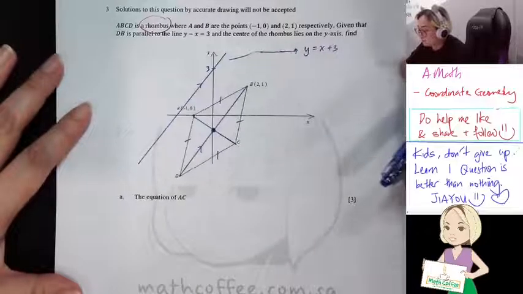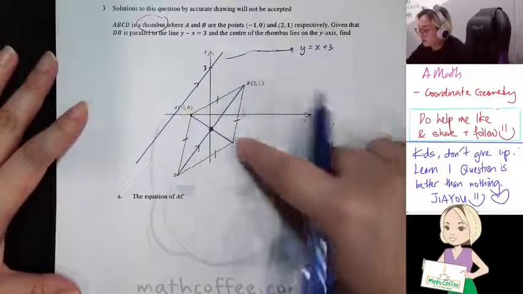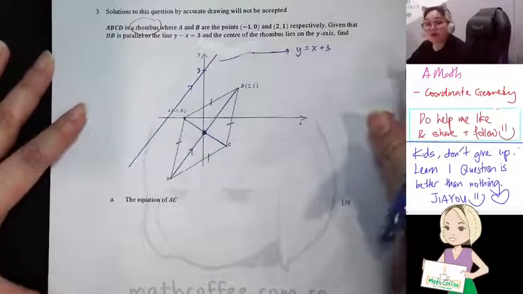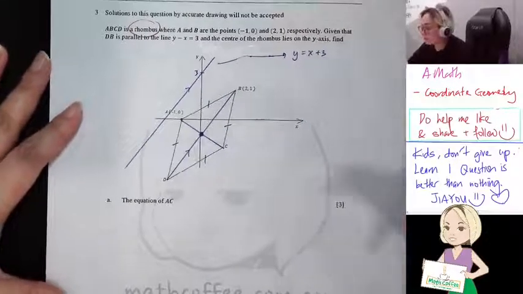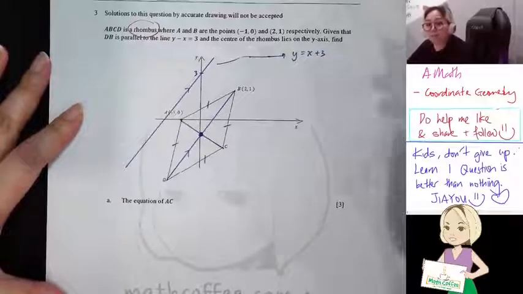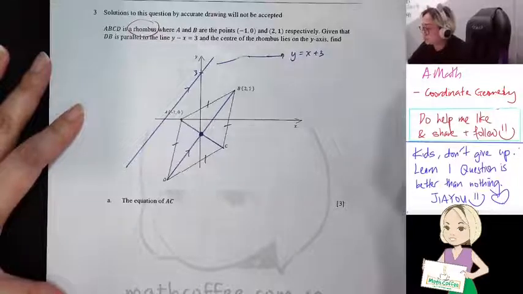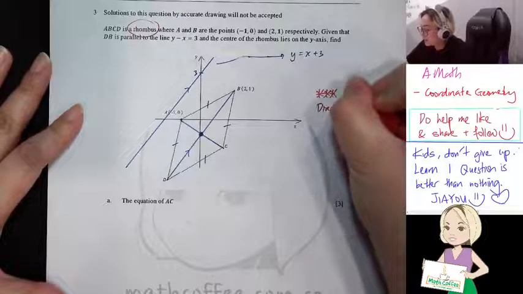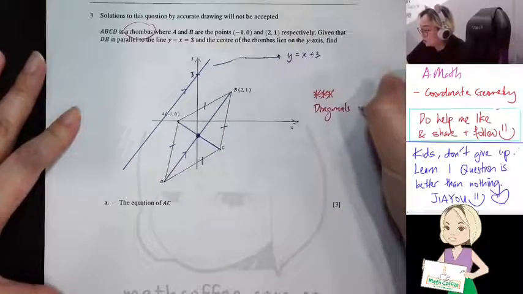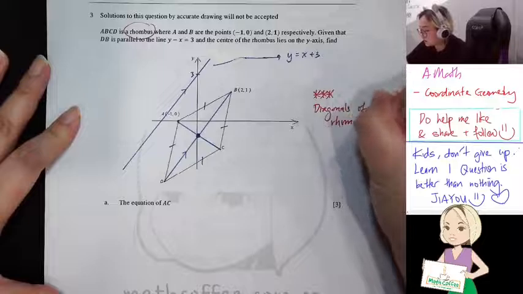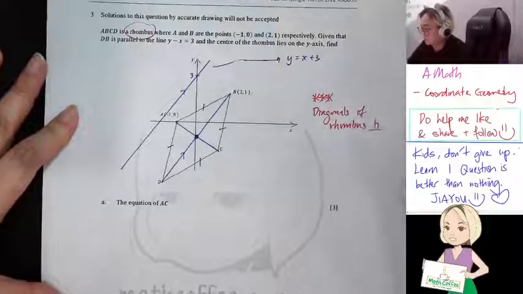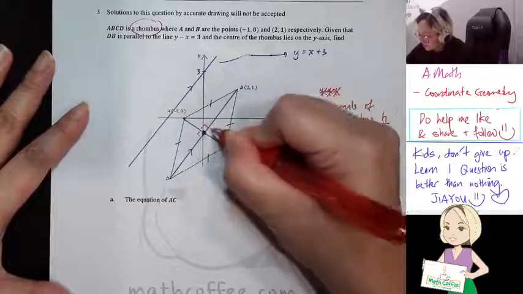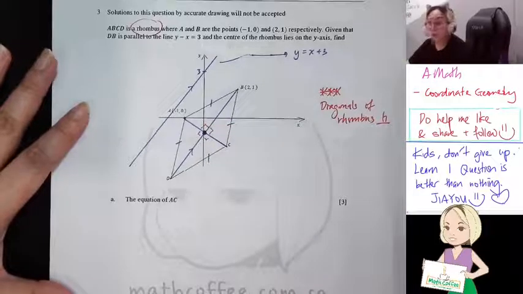Okay. So now the question is, do I have the gradient of this line? It looks like you don't have. But one very important property of a rhombus is that the diagonals are perpendicular to each other. So take note, star, star, star. The diagonals of a rhombus are perpendicular. So it means that here is 90 degrees. Okay, all these are 90 degrees. This is what it means.